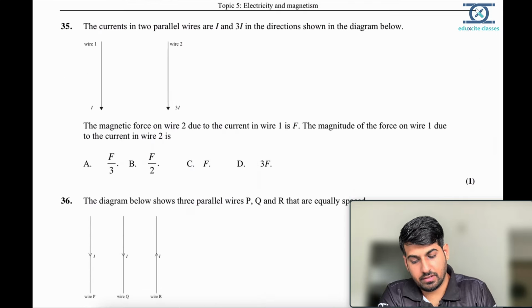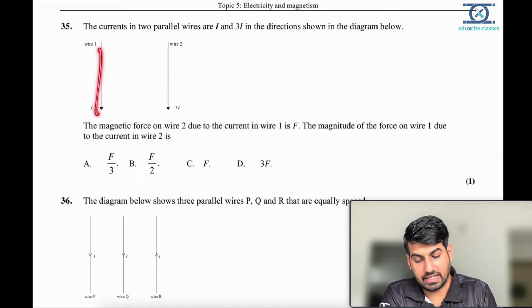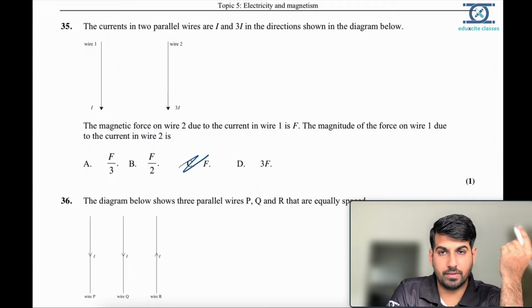Now here, this is also a direct question. The two parallel wires with I and 3I current are shown. The force on wire 2 due to wire 1 is F. So the same amount of force will act on wire 1 by wire 2. So it's an action and reaction pair by Newton's third law.